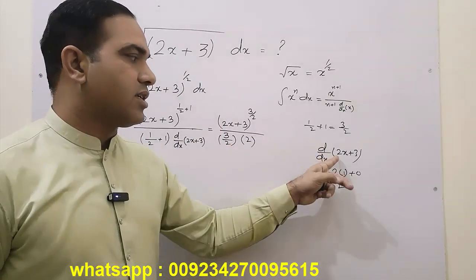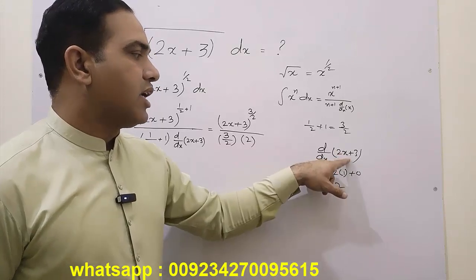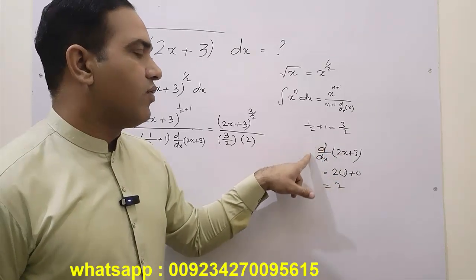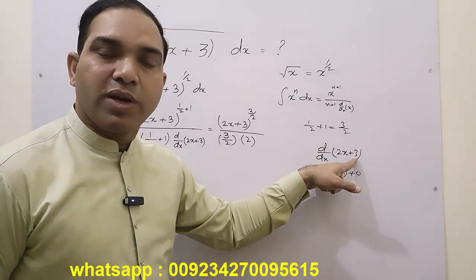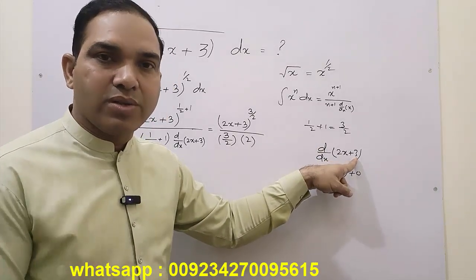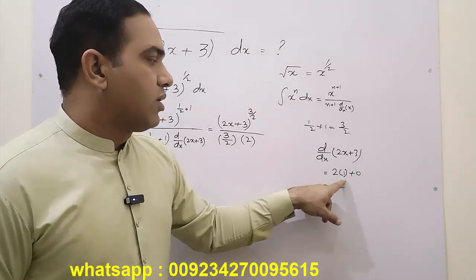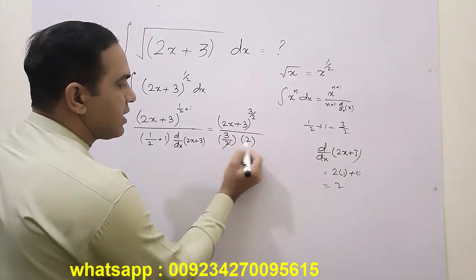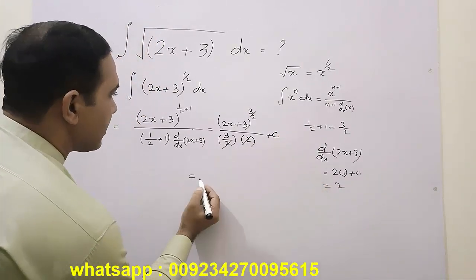Derivative of this function: derivative means the constant is separate, d over dx of 2x is 2, and when we apply d over dx on the constant 3, it will be 0, because the derivative of a constant number is 0. So 0, and the 2s cancel, and it will be plus C, the constant.